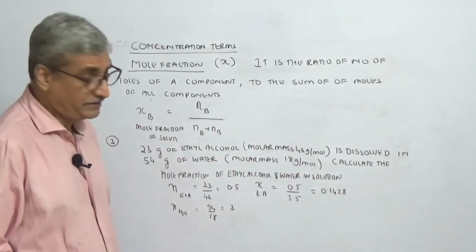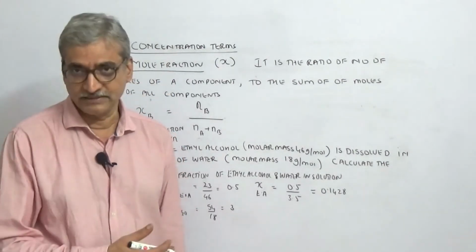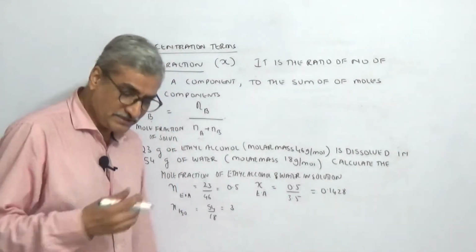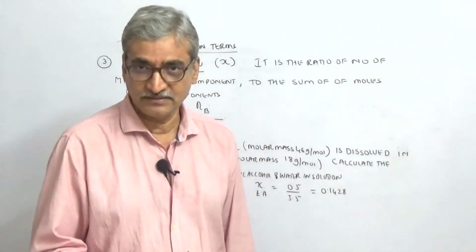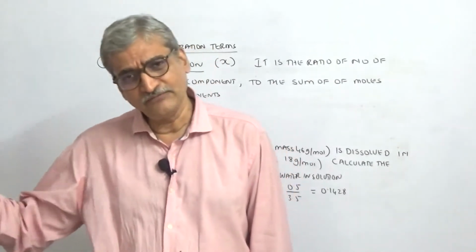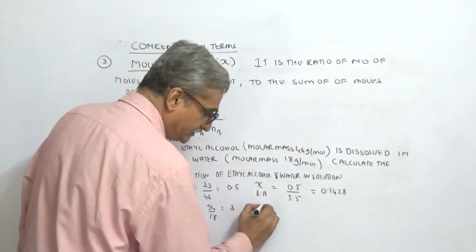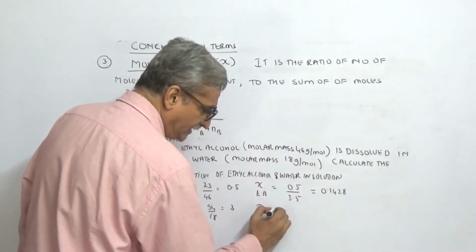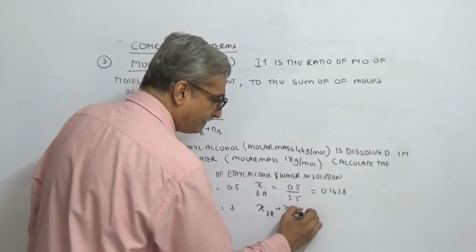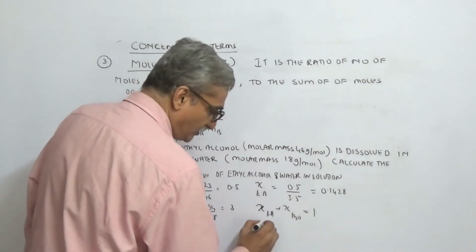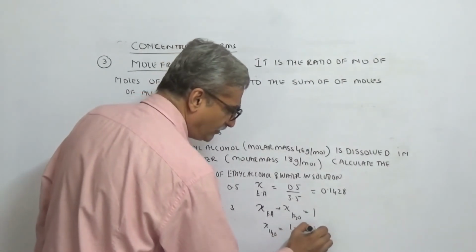Now remember, you don't have to calculate the mole fraction of water like this. Why? Because what does the word fraction mean? The word fraction means a number less than 1. The sum total of all the fractions will be equal to 1. So here you have a shortcut. Mole fraction of ethyl alcohol plus mole fraction of water will be equal to 1. So mole fraction of water will be 1 minus 0.1428.